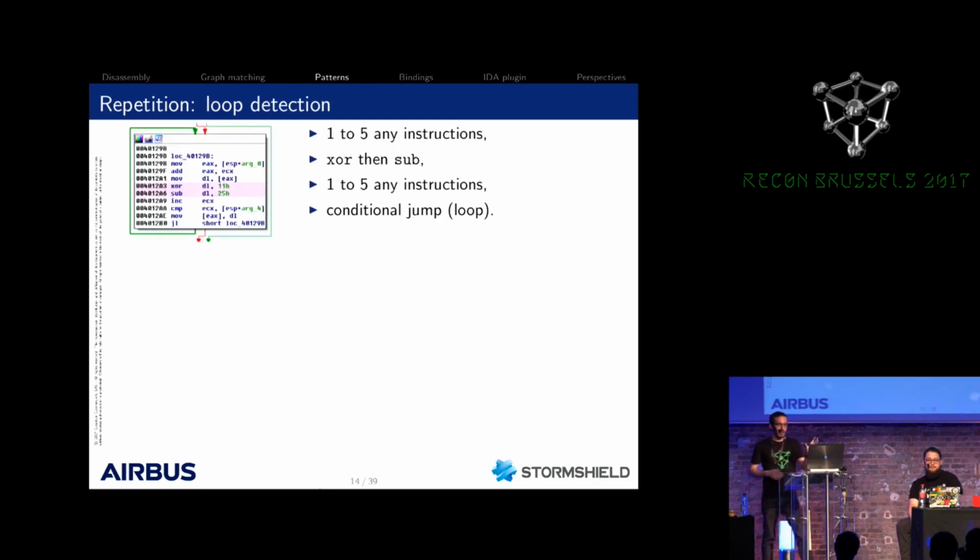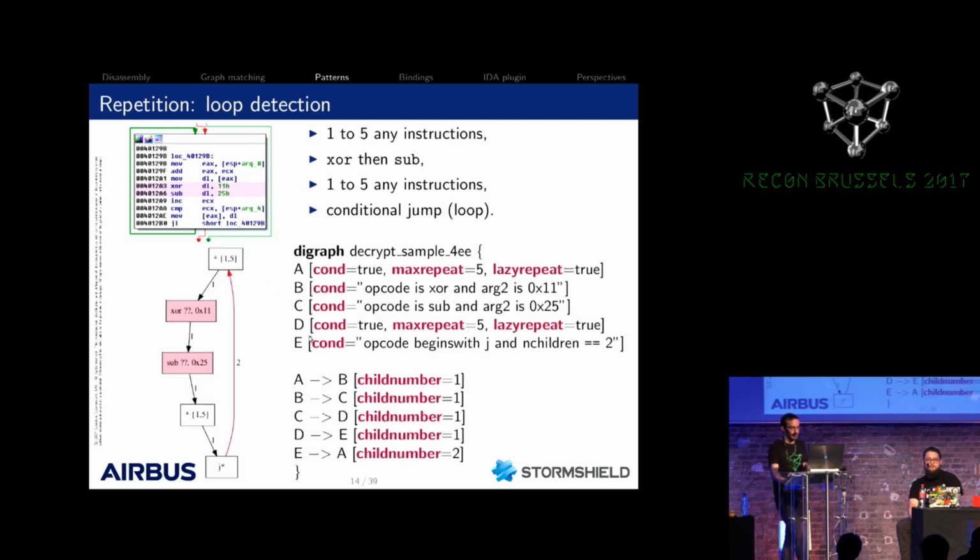So back to the backspace sample, we had a decryption loop. We're interested especially in the XOR and the sub instructions, but we can say, okay, I want a loop that looks a bit like that. So I will want to match 1 to 5 any instructions. We have 3 here, but maybe there are fewer, maybe there are more. Then we have the XOR, then we have the sub, then we have again 1 to 5 instructions. Then we have a conditional jump that loops back to the beginning of the loop. So the pattern will look like that.